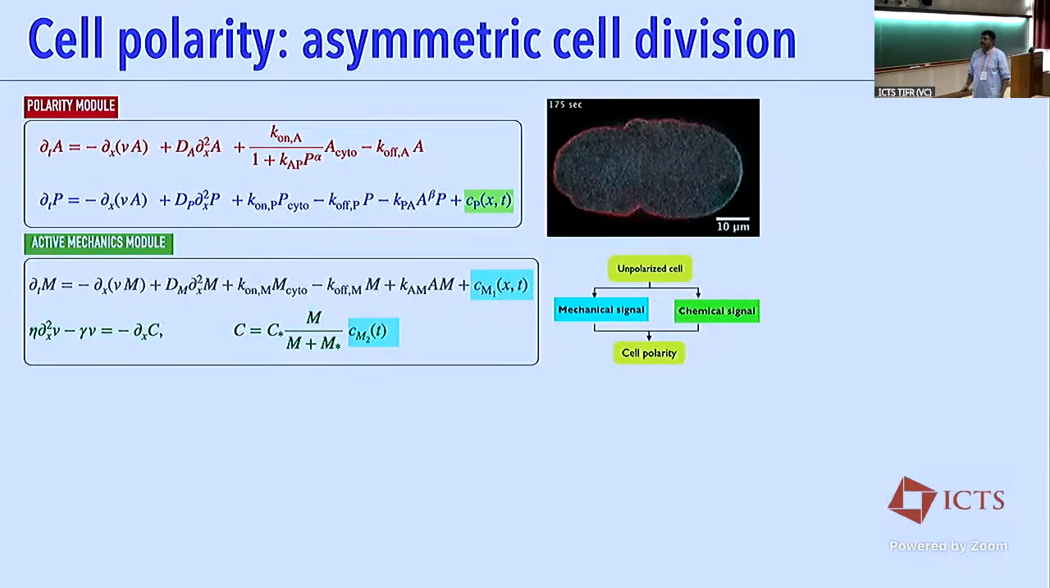We write down a theory for this involving the two proteins that make up the red and the blue pattern-forming systems. You see the same structure, advection caused by active flows, diffusion, and some regulatory chemistry.